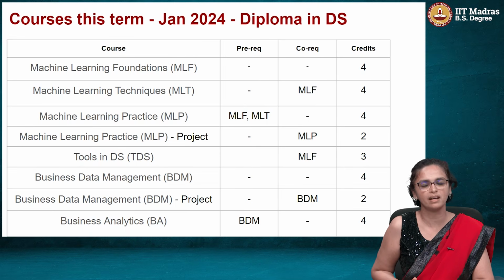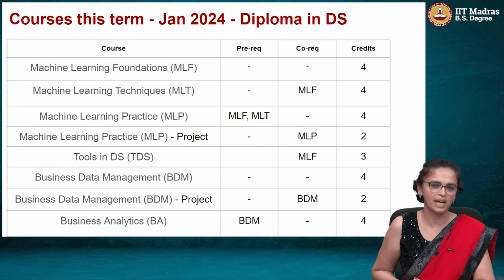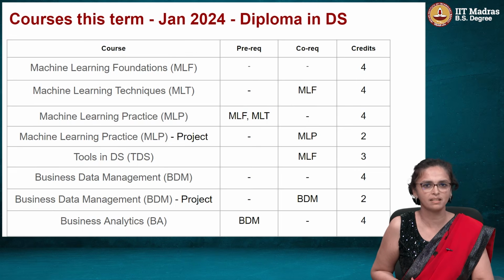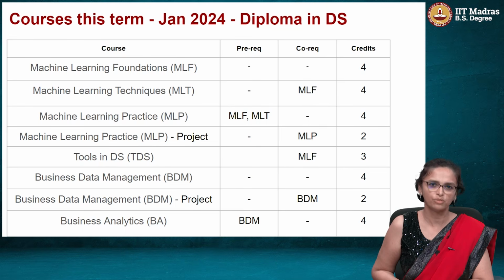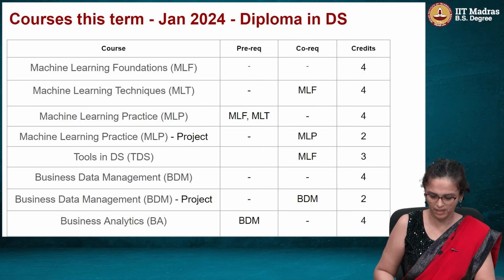So at least 3 models have to clear the cutoff, after which you can go in for the Viva with the external examiners. So here again the 2 projects are 2 credits each. The Tools in Data Science is a 3 credit course and the remaining 5 courses are 4 credit courses. So this forms the Diploma in Data Science bucket that you have to complete as part of the diploma level.